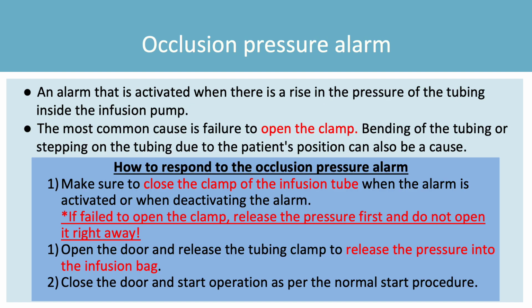The occlusion pressure alarm is activated when the pressure inside the tube in the infusion pump rises. The most common cause is failure to open the clamp. Also, bending of the tube or stepping on the tube due to the patient's position can also be a cause for the alarm activation. Users should resolve the alarm condition by following the procedures described in the slide.